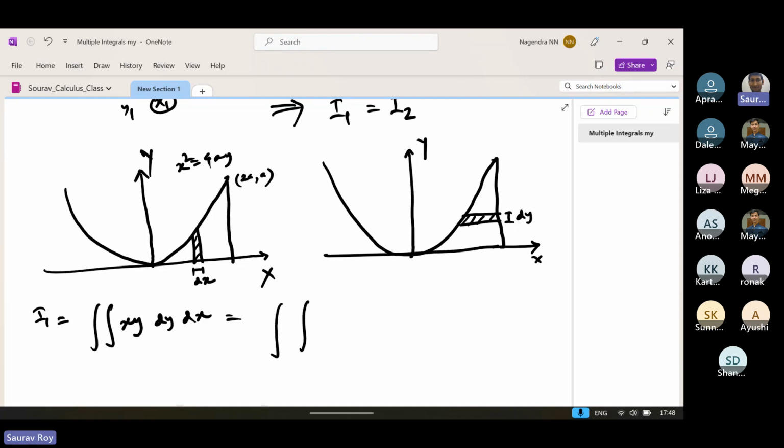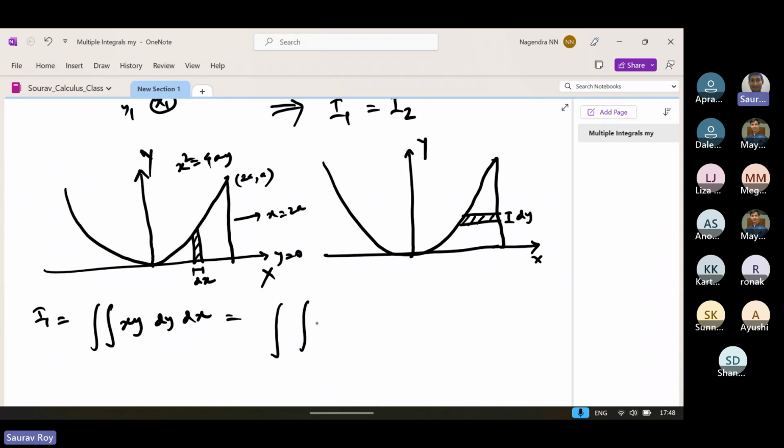If we want to find the first case, I1, let's take the xy plot. We want to find the area under the curve, bounded by x equals a line, this is the x equals 2a line, as well as the y equals 0 line. So you want to find out this portion.